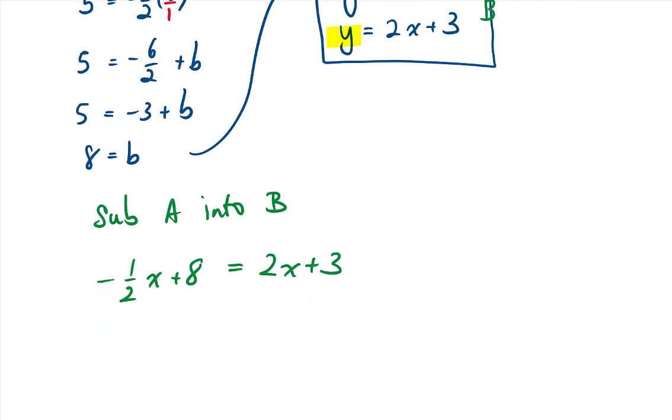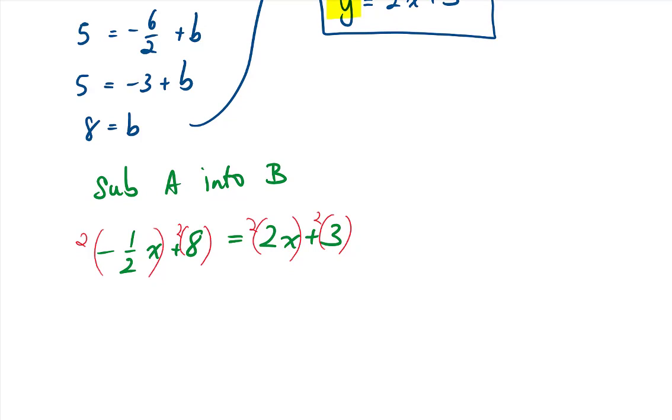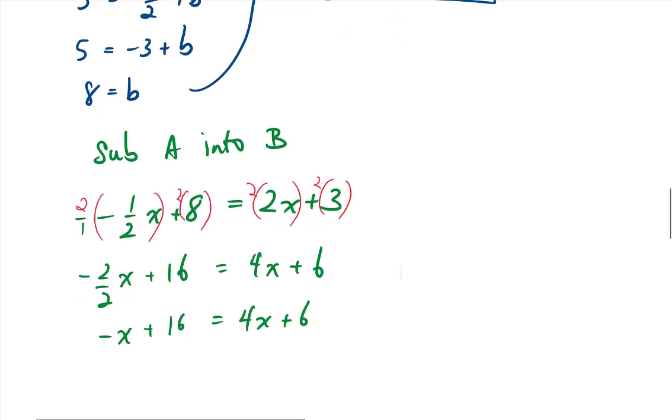We have fractions here, so the best way to deal with that is, let's multiply everything by 2 so we can get rid of the fraction. So I'm going to multiply this by 2, this by 2, this term by 2, and this term by 2. So what I end up with is negative 2 over 2, because remember this is 2 over 1, x plus 16 equals 4x plus 6. Negative 2 over 2, that's going to give me negative x, plus 16 equals 4x plus 6.